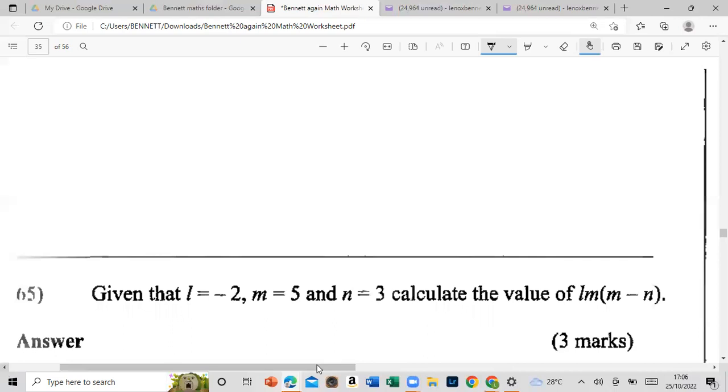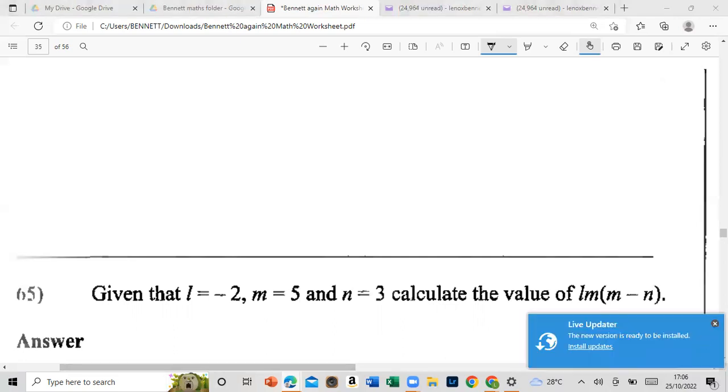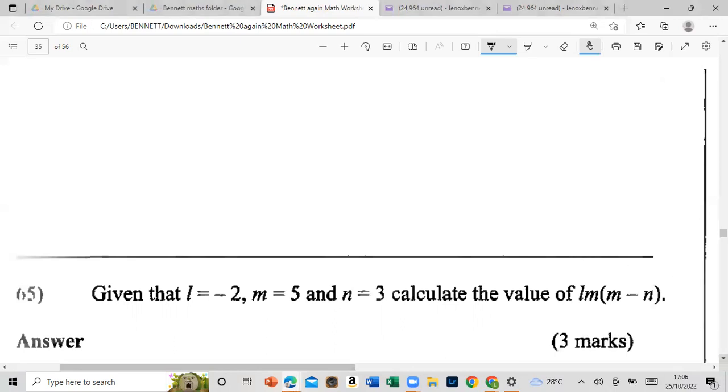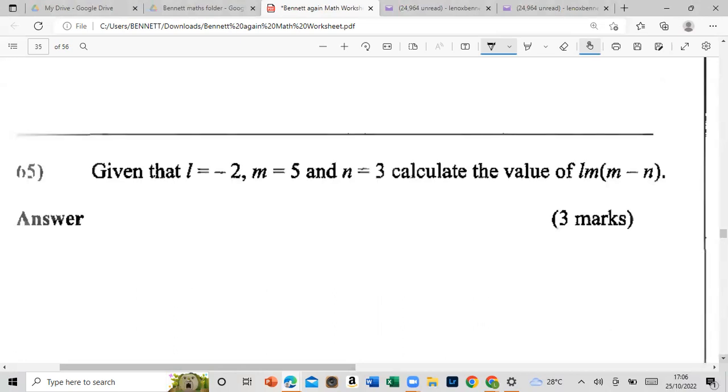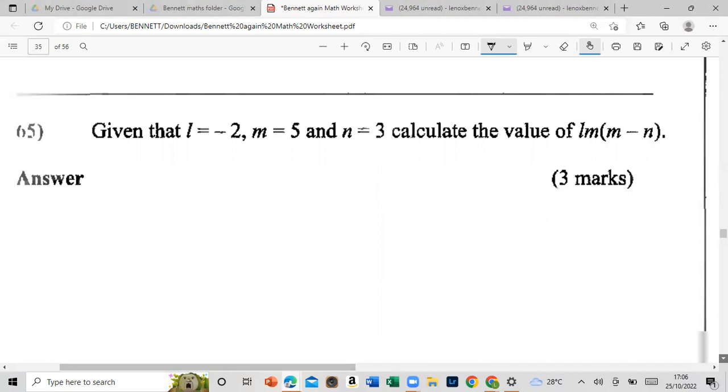Whatever, these are some past papers and set questions. We go to the first one that we get together. Alright, so this one says given L is equal to negative 2, M is equal to 5, and N is equal to 3, calculate the value of L times M bracket M minus N. And this one is worth 3 marks.